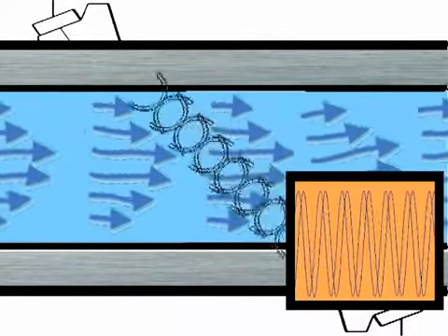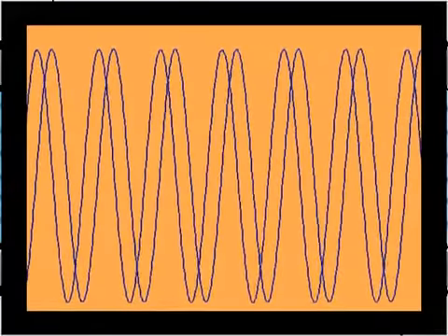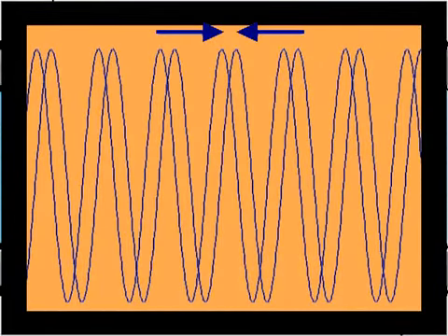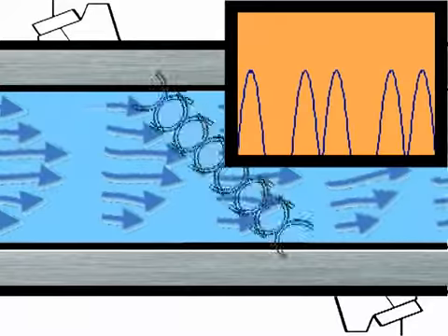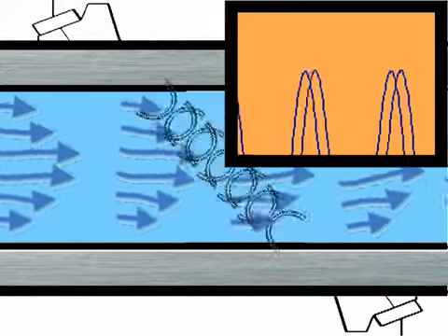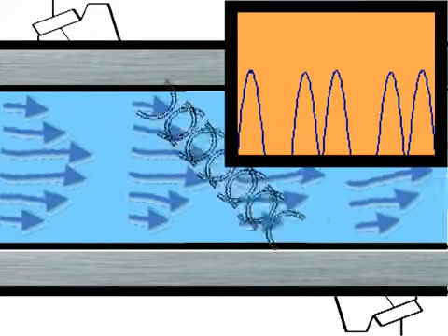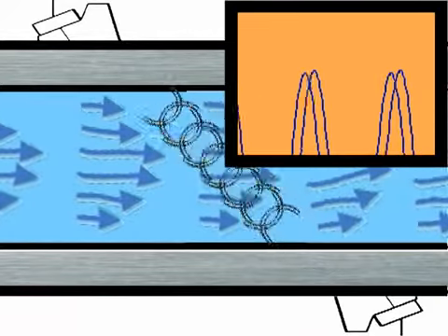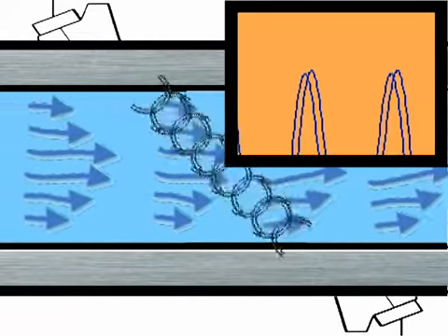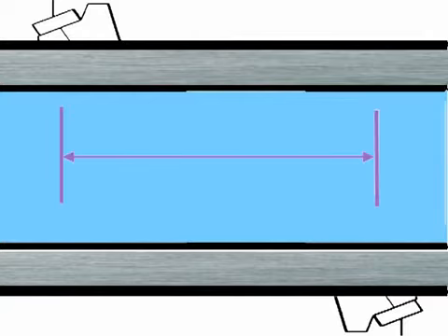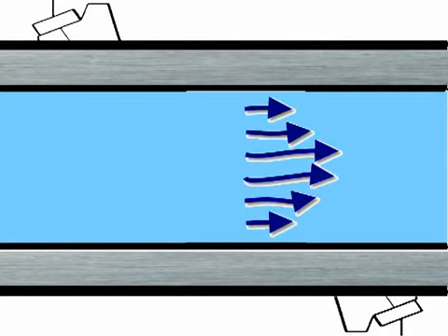To measure the difference in the arrival time, we will simply look at the phase shift between the two signals. This phase shift difference is directly proportional to the speed of the liquid in the pipe. This relationship is a function of how far apart the transducers are and the flow profile of the liquid in the pipe. The flow profile is pretty much a constant for laminar flow.